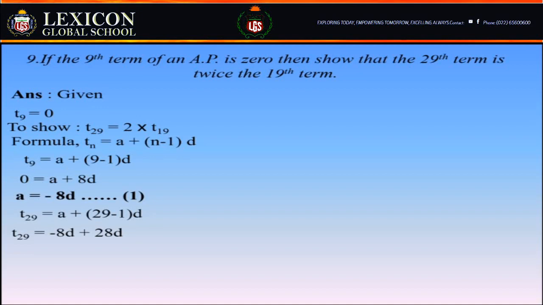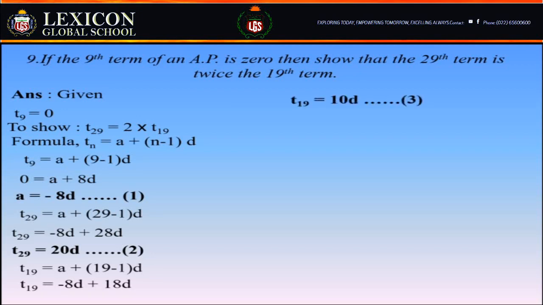Let us now substitute in T29. Since T29 is asked, let us write down the value of T29, which is a plus 29 minus 1 into d, that is, substituting the value of a, minus 8d plus 28d. T29 is equal to 20d. Let this be equation number 2. Similarly, T19 would be a plus 19 minus 1 into d. T19 is equal to minus 8d plus 18d. So, T19 is equal to 10d. Now, let this be equation number 3.